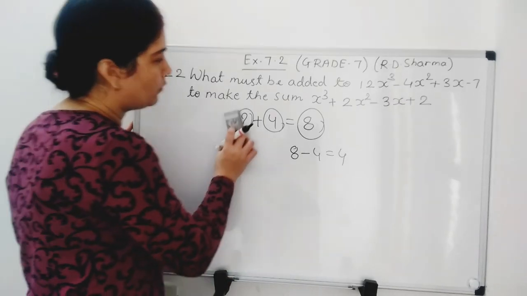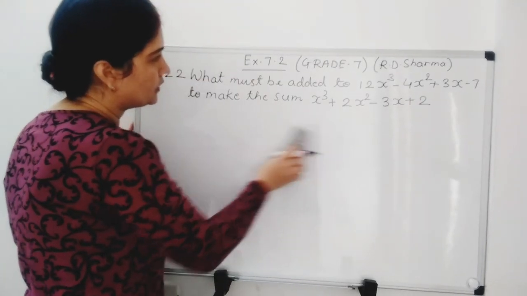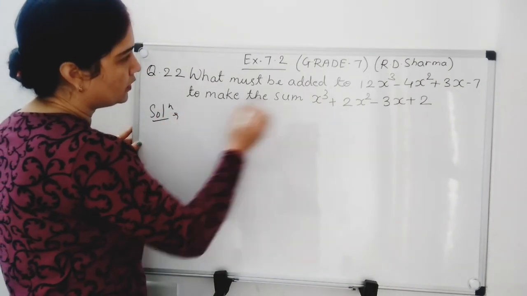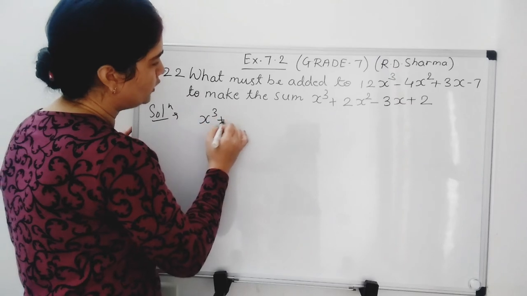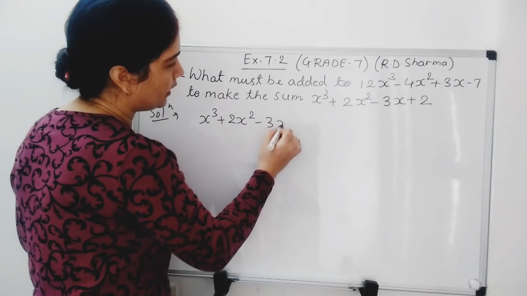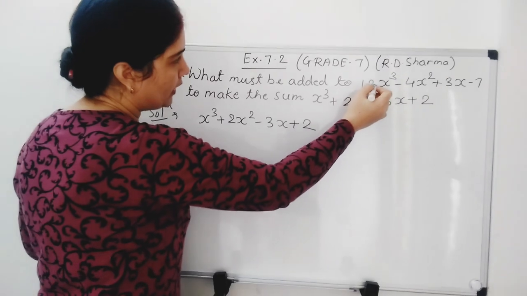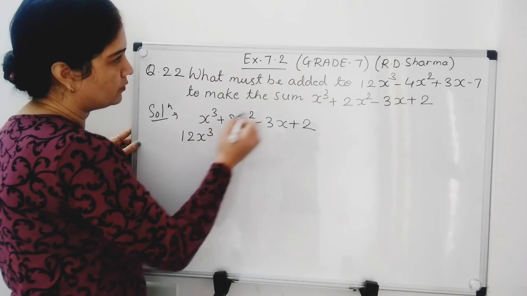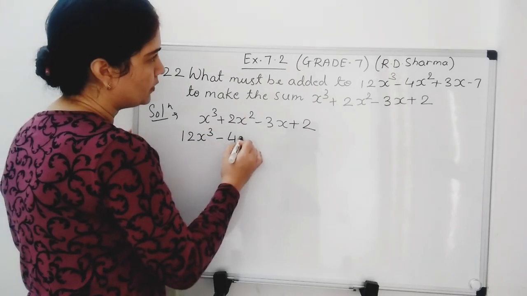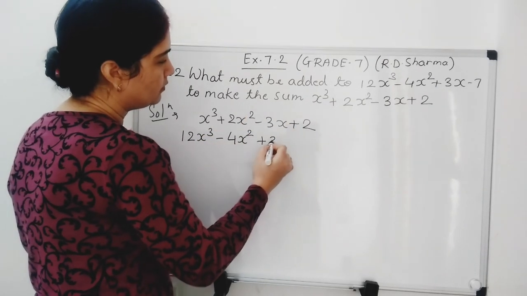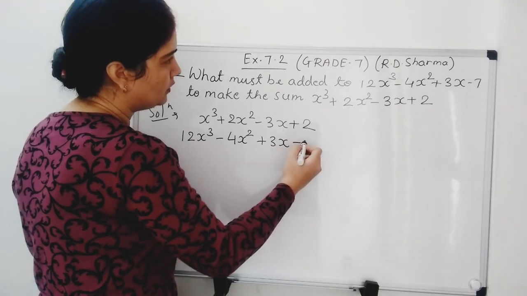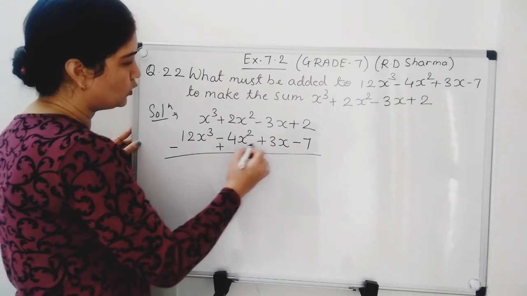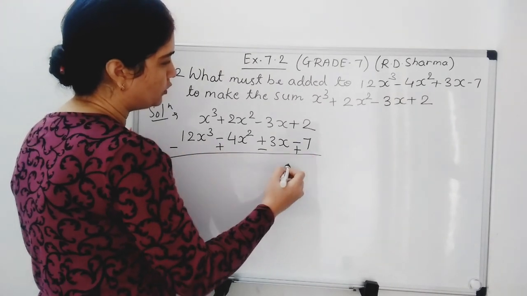So what we will do, we will subtract the number from the sum, means first we will write the sum, x cube plus 2x square minus 3x plus 2, and then we'll write the number that is given here. So you can get the next algebraic expression. But make sure you are writing like terms below like terms only. And subtraction means additive inverse, means all the signs should be changed.